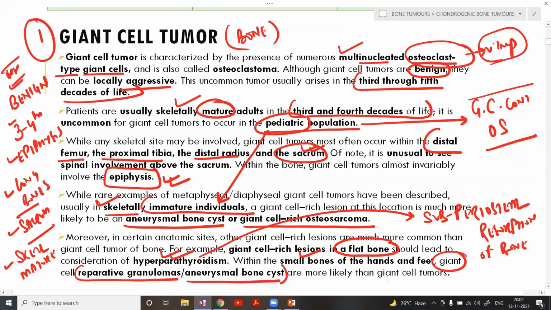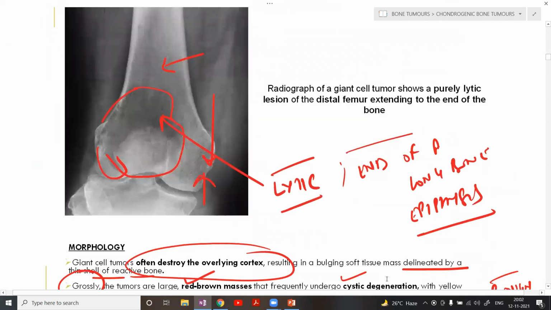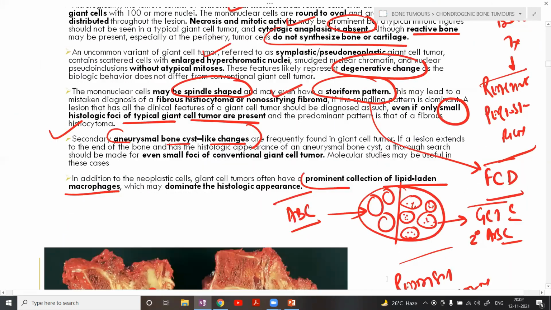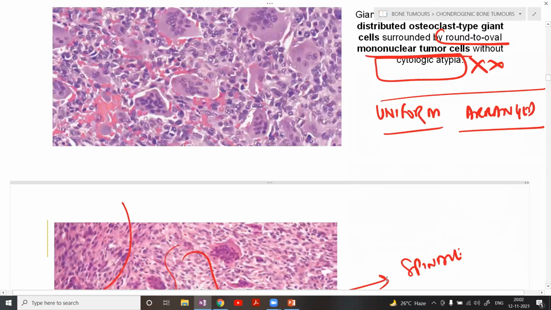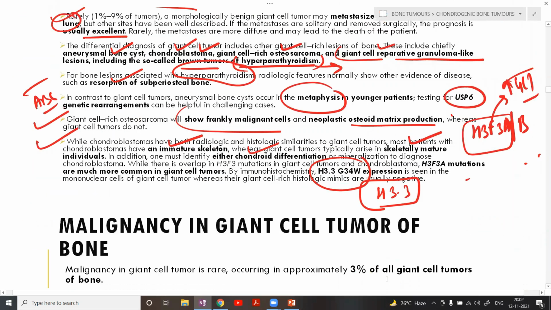Then we have also discussed the giant cell tumor: the age group, the site, and the nature of such a lesion. The radiographical image we have discussed. We have discussed the pathogenesis, gross, and microscopic image, along with the differential diagnosis in detail, along with the molecular pathogenesis as well.